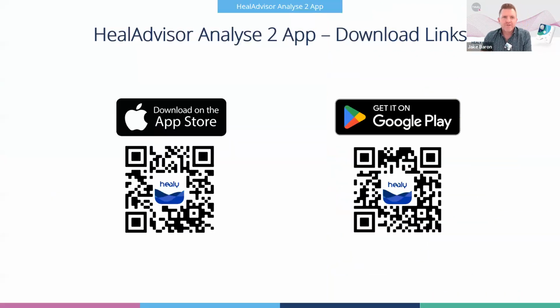Okay, so first things first, how do you download it? Two options here. We've got convenient QR codes for anyone that has not downloaded it yet. If you're on Apple, scan the one on the left. If you're on Android, scan the one on the right. It'll take you right to the download page to download the new Analylse 2 app.